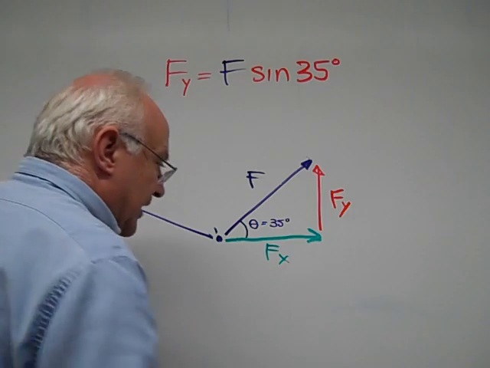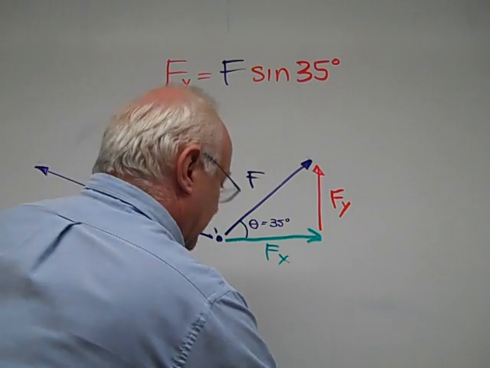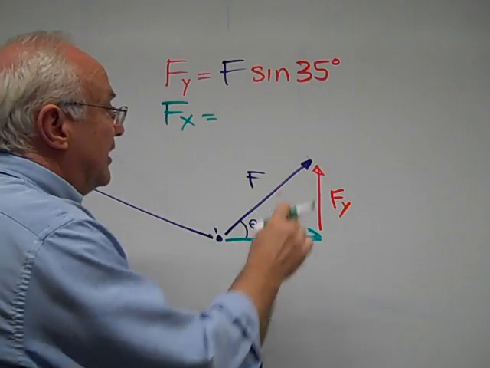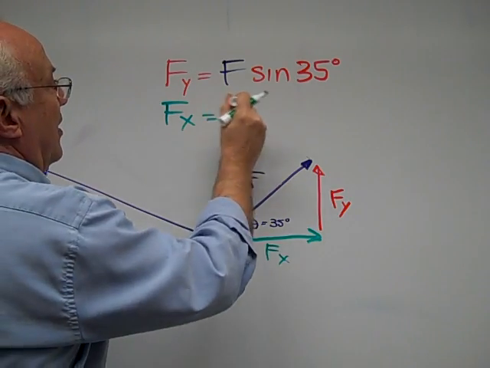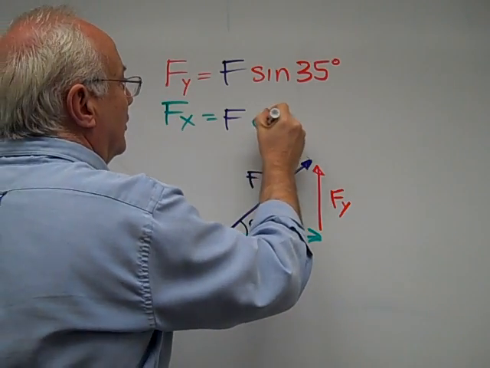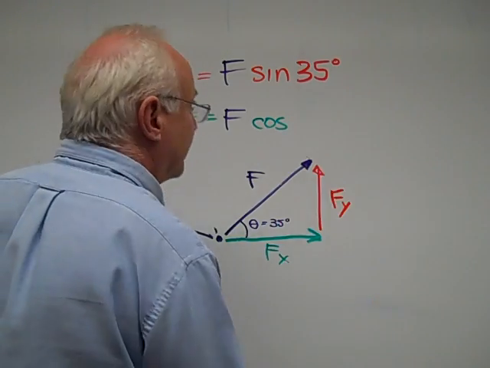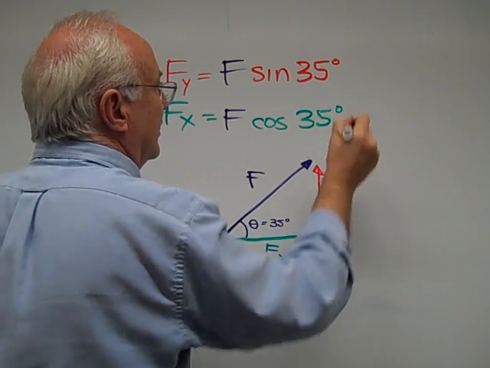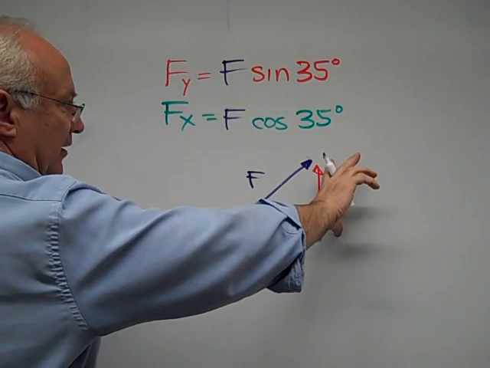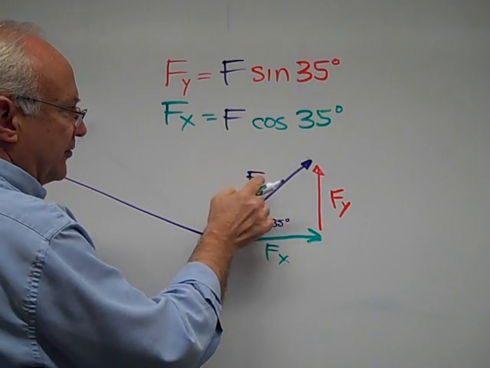An easy way, perhaps not the easiest, to calculate your Fx is to take this F and multiply it by the cosine of theta, in this case the cosine of 35 degrees, and you will find the vertical component and the horizontal component of this force.